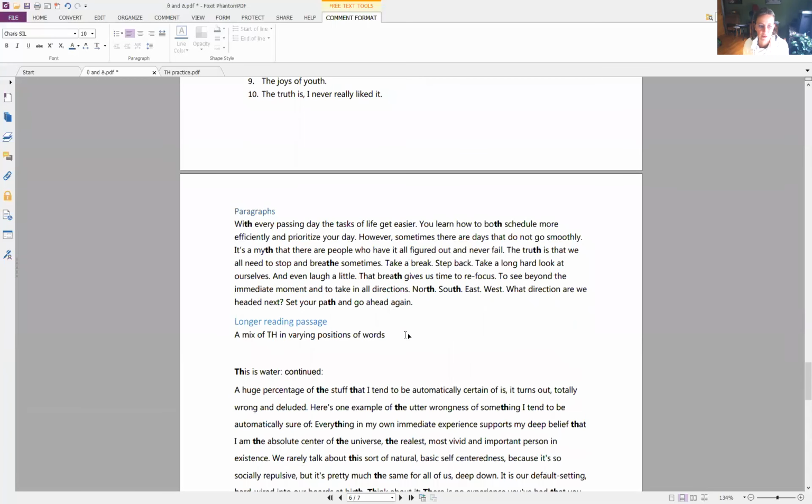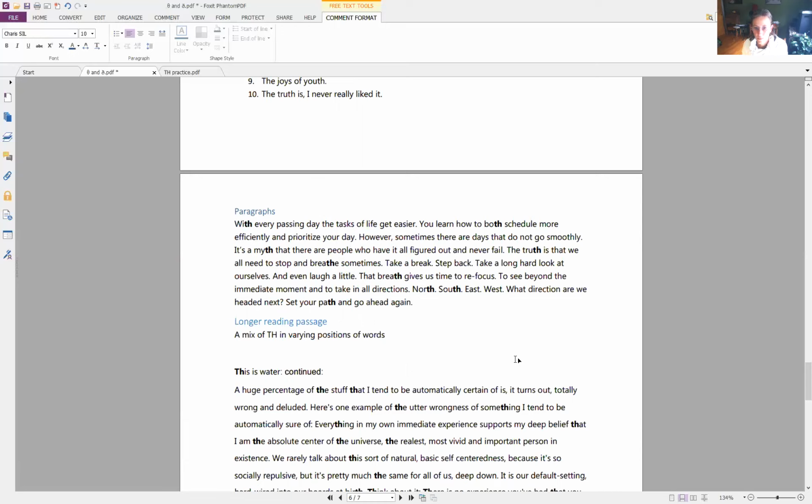Okay, same thing with paragraph here. I might review the words first with both: myth, truth, breath, breathe, north, south, path. I switched breath and breathe, sorry. But then I'd launch, that's the word I was looking for, launch into the paragraph. With every passing day, the tasks of life get easier. You learn how to both schedule more efficiently and prioritize your day. However, sometimes there are days that did not go smoothly.